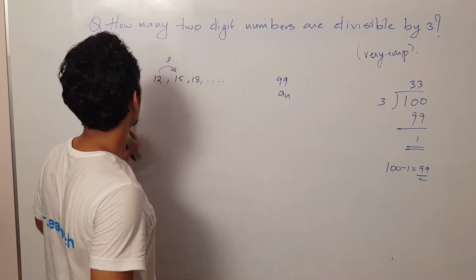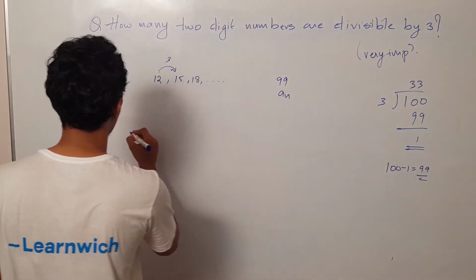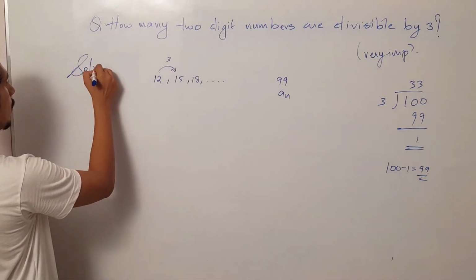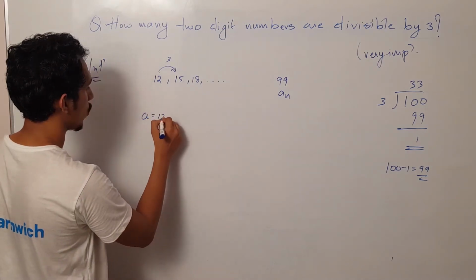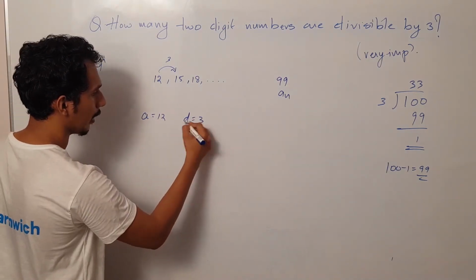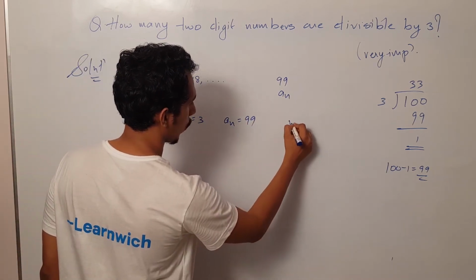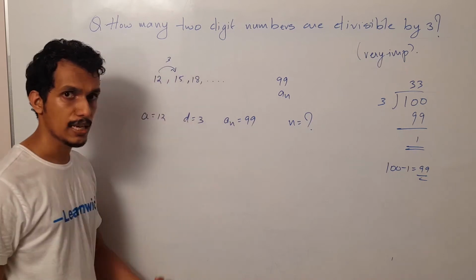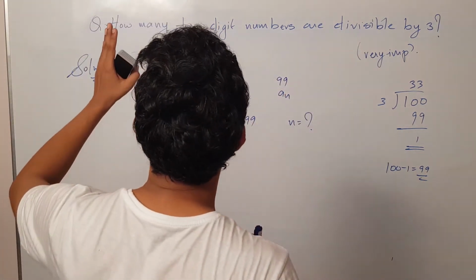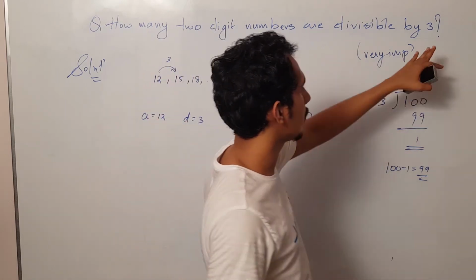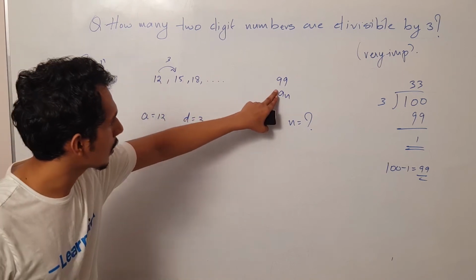Now the question is how many two-digit numbers? So what is asked? n is asked. We just found out that a is 12, d is 3, and an is 99. The question is to find n. Easy to understand? Everything is given here. You have to find out how many two-digit numbers are divisible by 3. The first two-digit number divisible by 3 is 12.